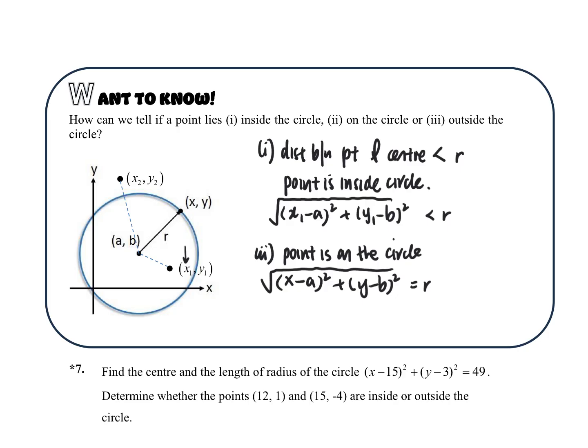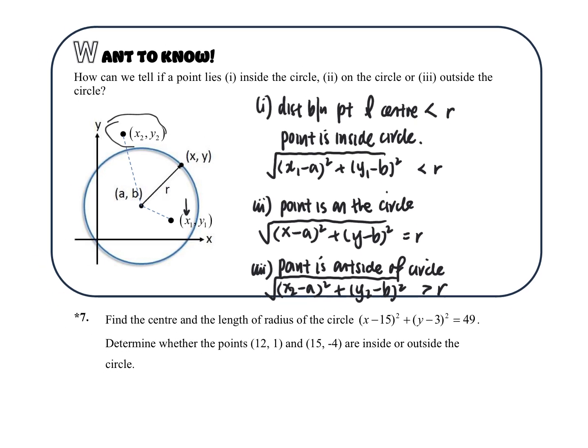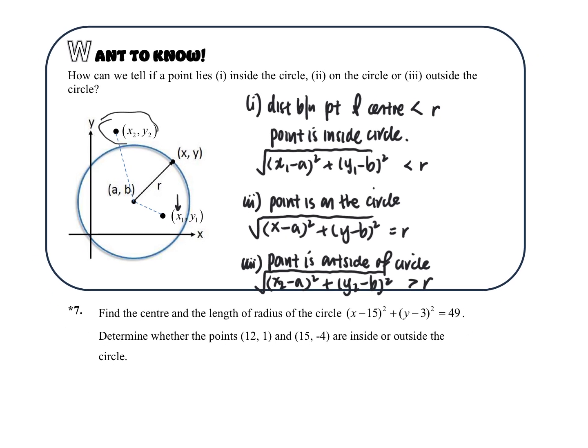Okay, part 3 is if the point is outside of the circle, which is this one. When you find the distance, it will be greater than r. So just these 3 scenarios. So whenever the question asks you to determine whether that point is inside, outside, or on the circle, you go and find the distance. Okay? So this is just for your info.